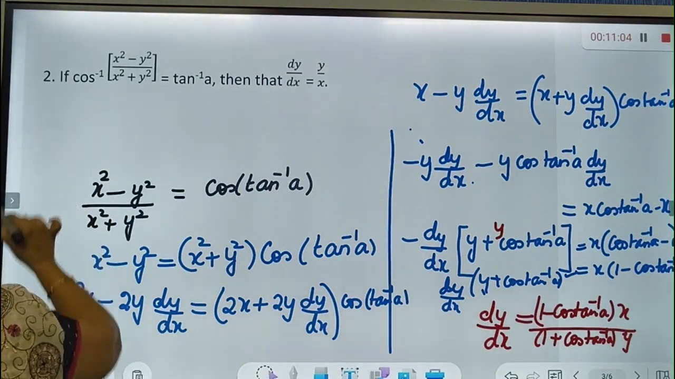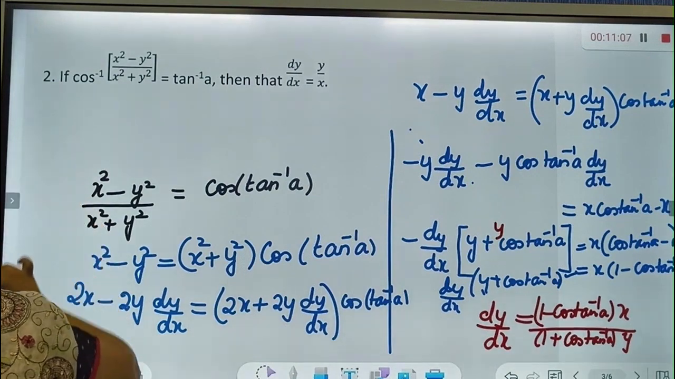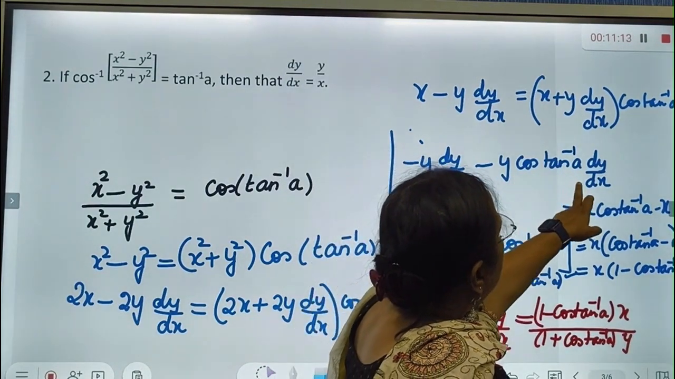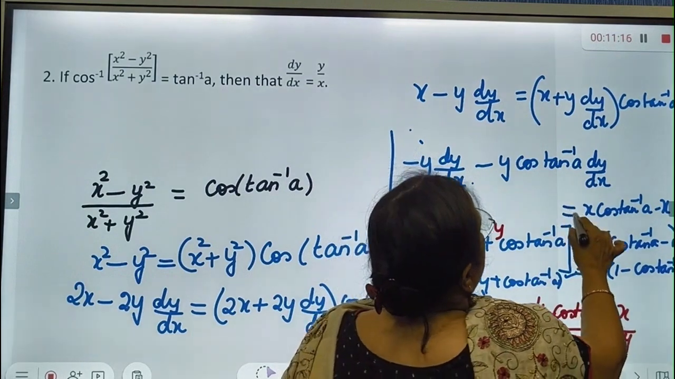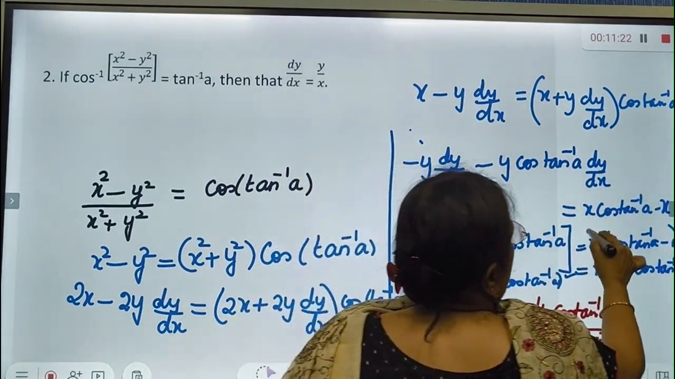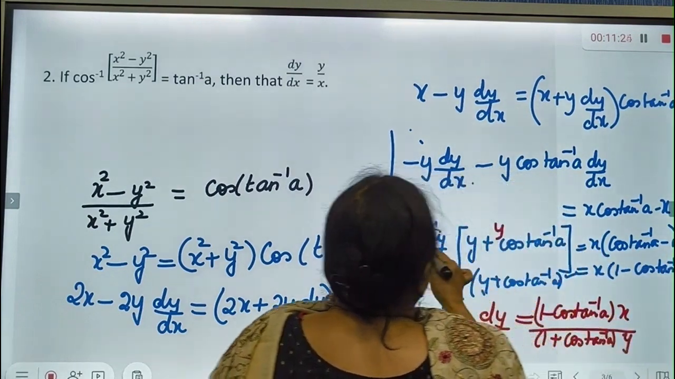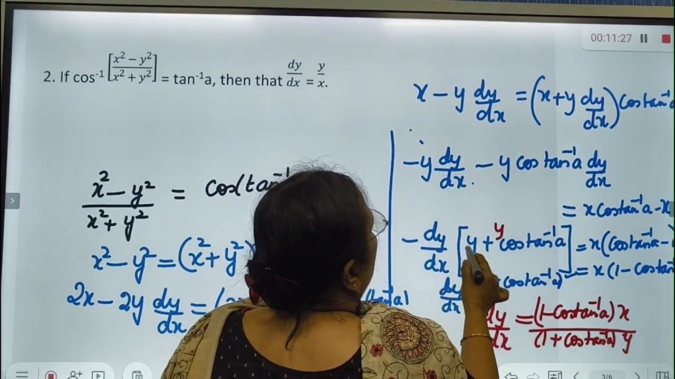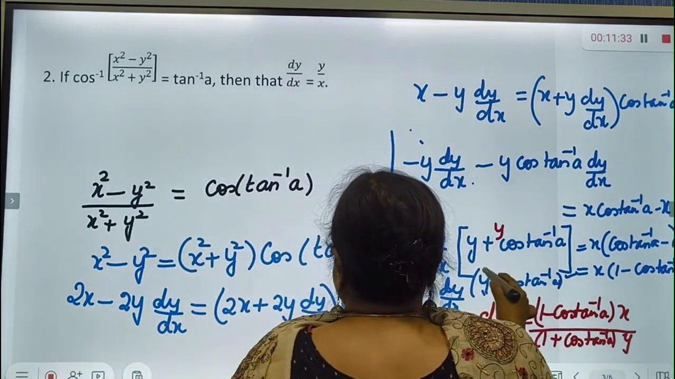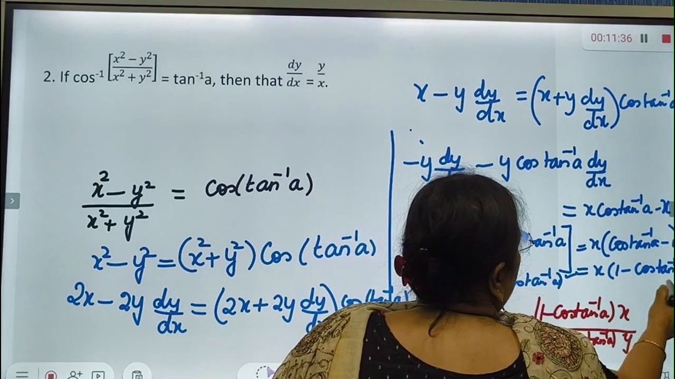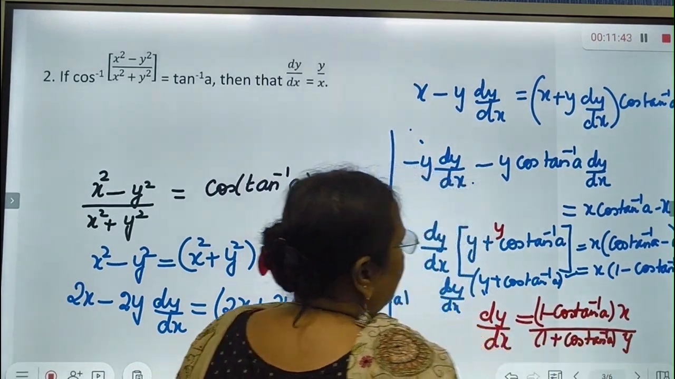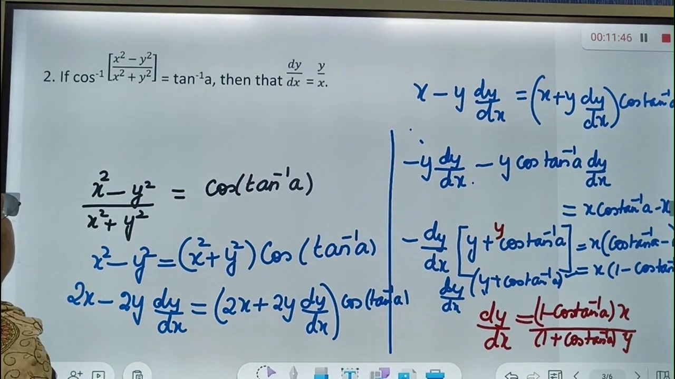dy by dx. See, here I had minus y dy by dx minus y dy by dx into cos of tan inverse A is x into cos of tan inverse A. This x I brought to that side, which is minus x. So this is x into cos of tan inverse A minus 1. This is minus dy by dx into y plus y into cos of tan inverse A. So dy by dx into y plus cos of tan inverse A is x into 1 minus cos of tan inverse A. So dy by dx is x by y into 1 minus cos of tan inverse A by 1 plus cos of tan inverse A.